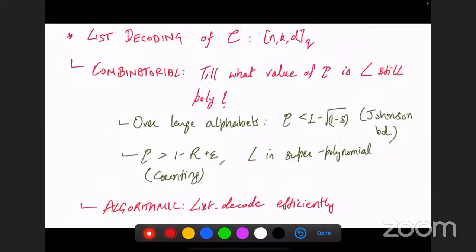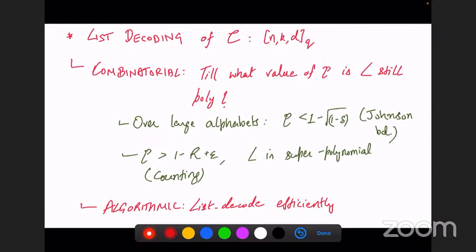So there are again two questions when one is interested in list decoding, unlike in the case of unique decoding. One is the combinatorial question: what value of rho, that is, how large a ball can you draw around w and still keep the list size manageable, let's say even polynomial in the parameters of the code.